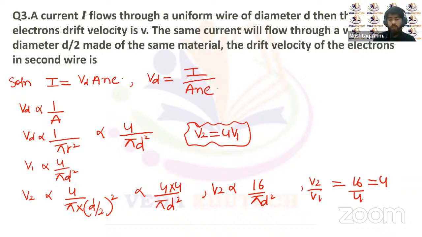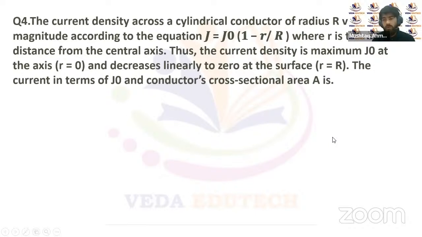So this is how we can calculate the relation between the drift velocities of the two different wires. Now, let's talk about question number 4. It's a very important question.